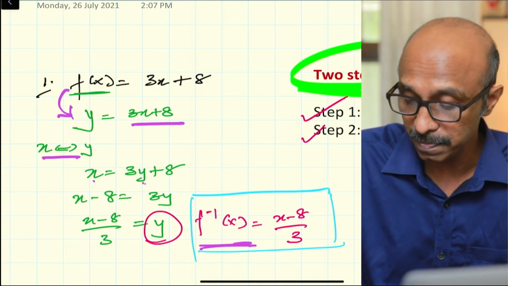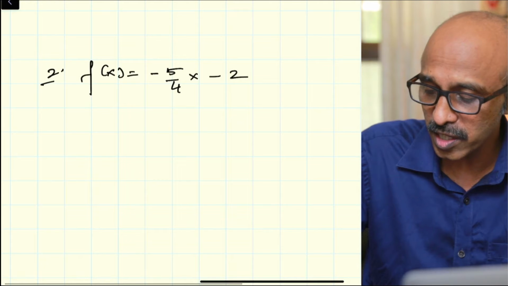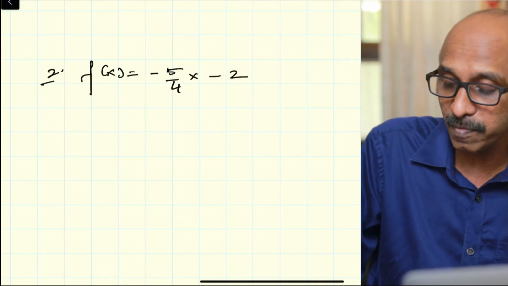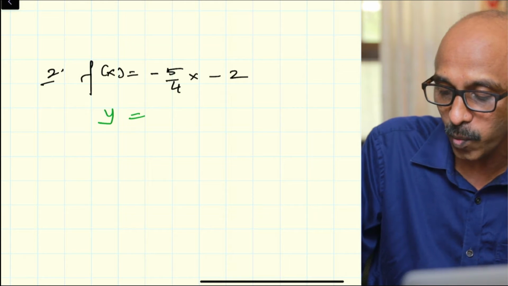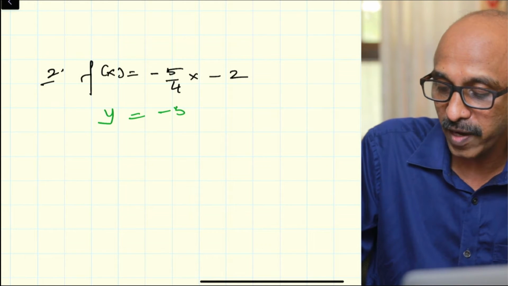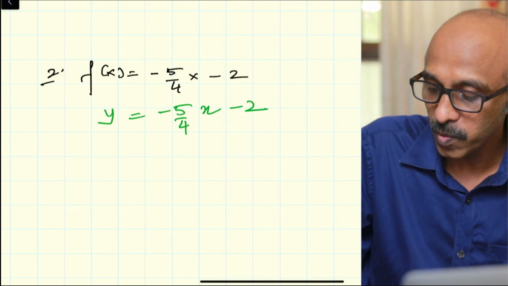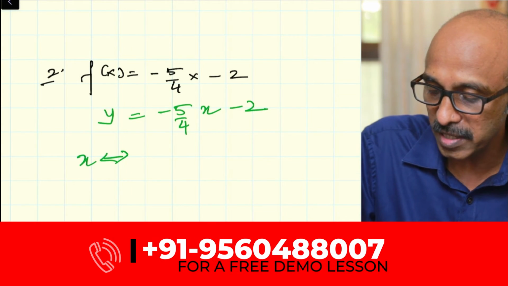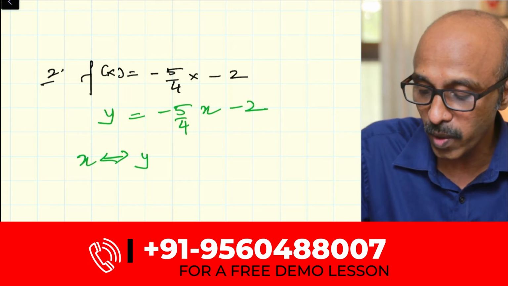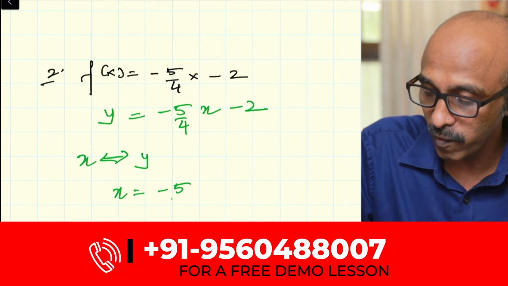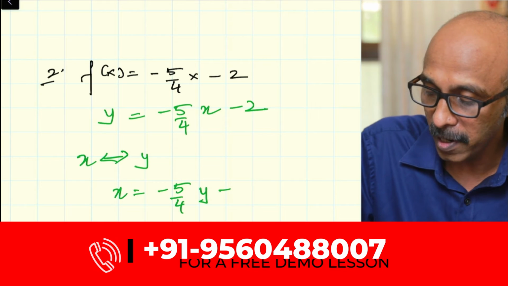Let's take one more example. Here, f of x is equal to negative 5 over (4x minus 2). Let's do the same thing. We start first by making this y. Okay, y is equal to f of x, which is negative 5 over (4x minus 2). Now we interchange x and y, so that the equation becomes x is equal to negative 5 over (4y minus 2).